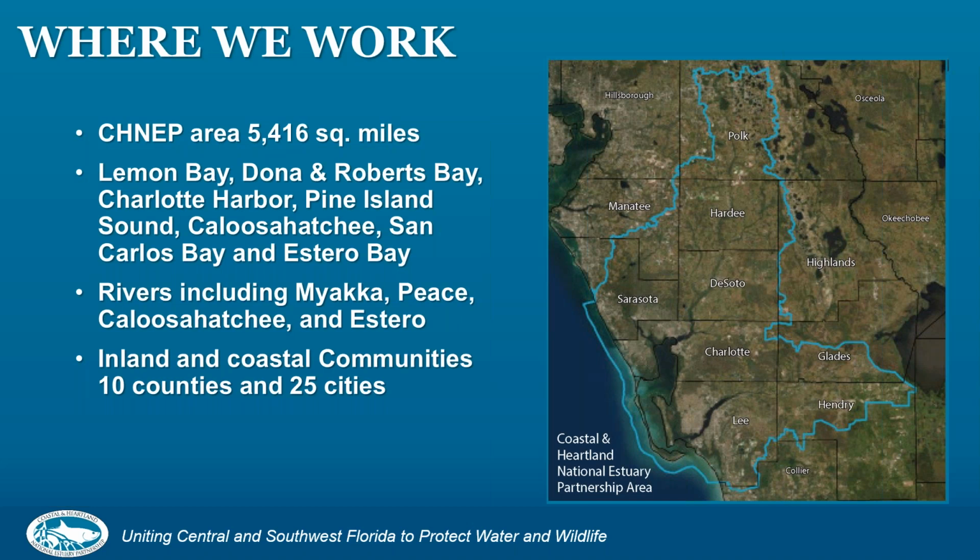So again, the CHNEP area covers multiple estuaries ranging from Dona and Roberts Bay, a little bit further north, and Lemon Bay, down through Charlotte Harbor, Pine Island Sound, the Caloosahatchee River Estuary, San Carlos Bay, and Estero Bay. Historically, seagrasses within this region did not experience some of the declines that were seen in other more developed estuaries back in the 1990s. However, based on recent seagrass losses experienced throughout this region, these estuaries appear to be a little bit less resilient when impacted than they had been in the past.